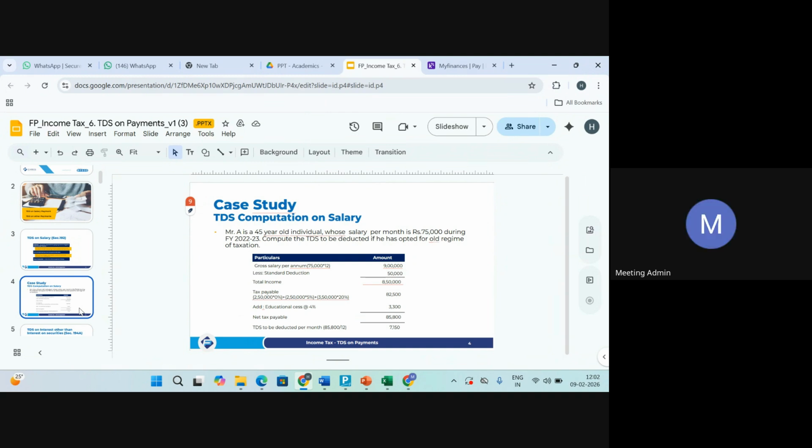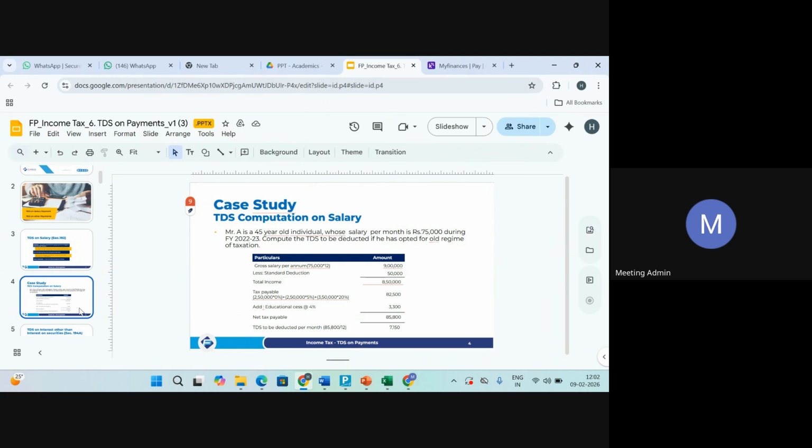Yes, ma'am. Okay, fine. So gross salary per annum is 75,000 into 12, which is 9 lakh. Since it's per annum, we are going to pay the taxes on that income. Less standard deduction: since they have taken the old regime, it will be 50,000. If it is the new regime, it will be 75,000. It is a standard fixed amount, and total income will be 8 lakh 50,000.